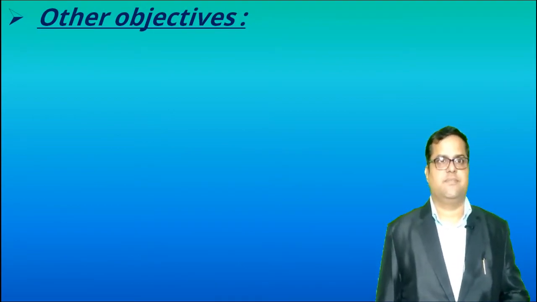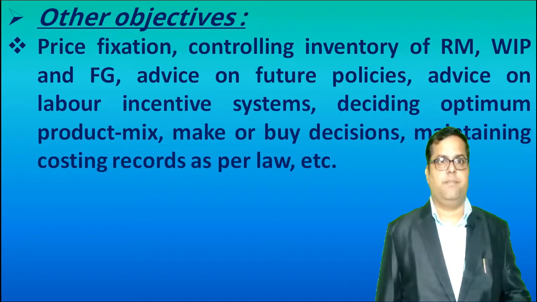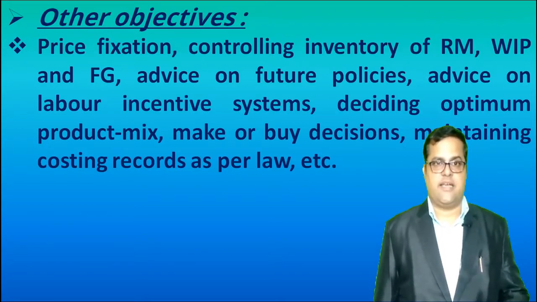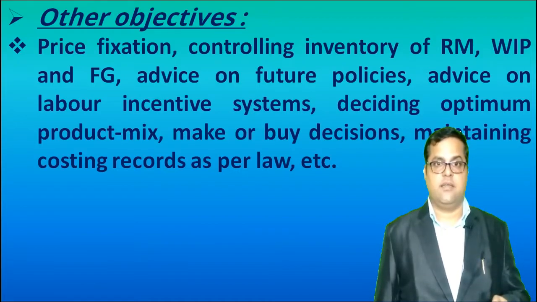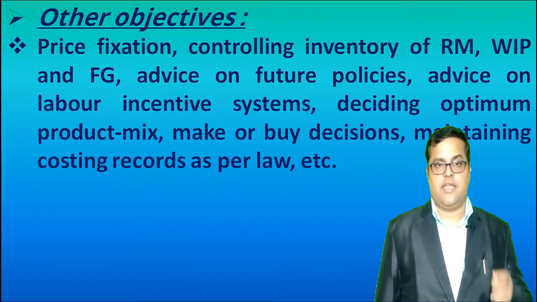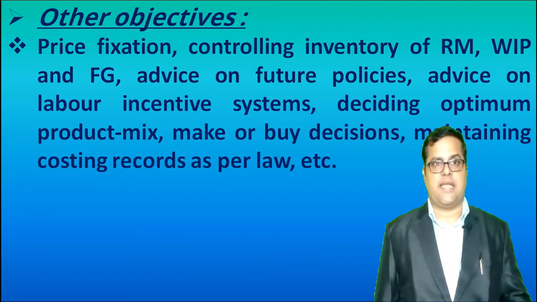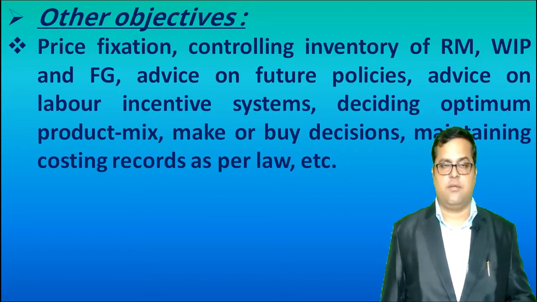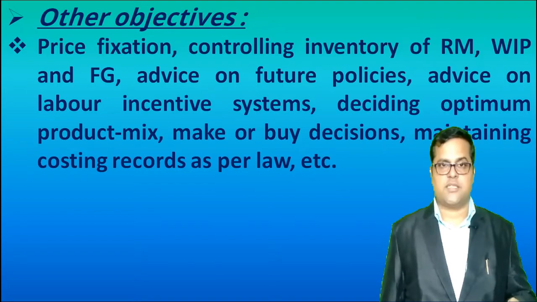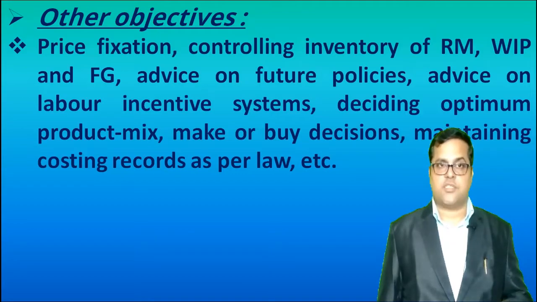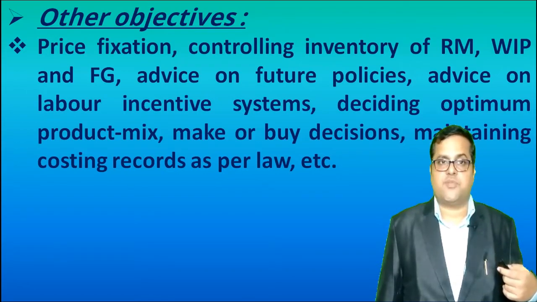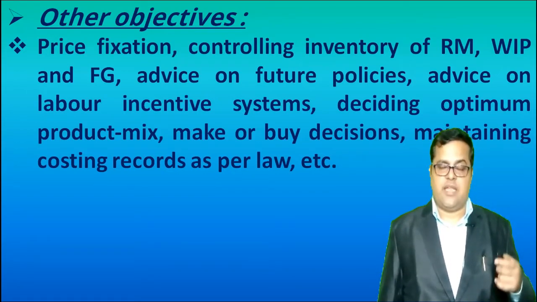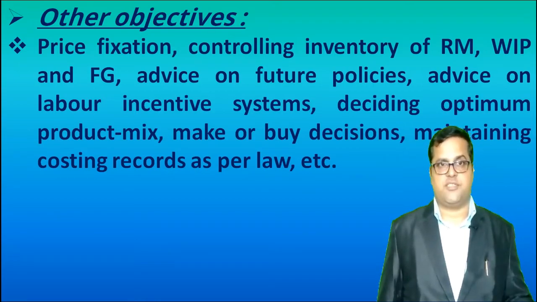Other objectives include price fixation. Whenever you want to decide a price of the product, first thing you need is the amount of cost incurred. Information about cost will help you to decide the price of the product. Next, controlling inventory means controlling your stock. It may be of raw material, work in progress, or finished goods. Next, advise on future policies. The cost data will give management information about the amount of cost incurred on various products. This will help them to frame future policies.